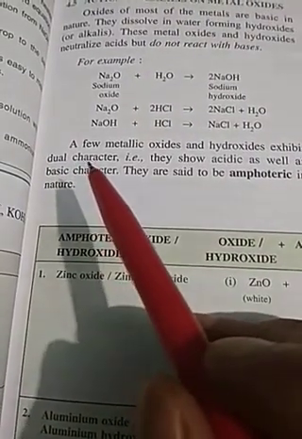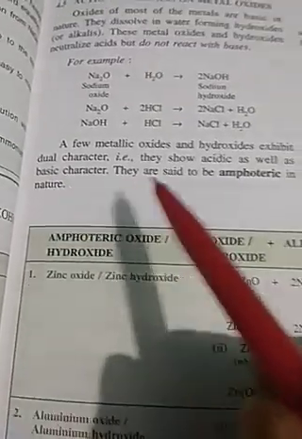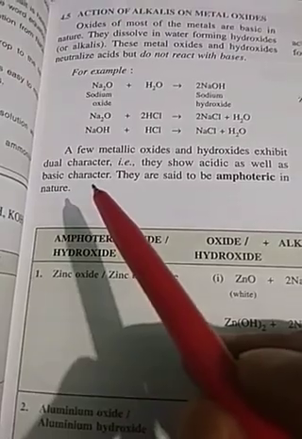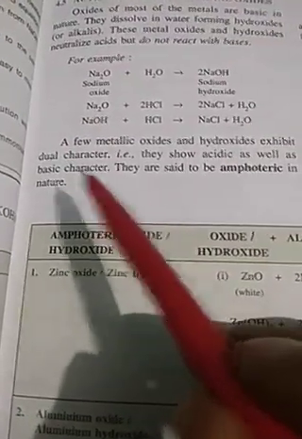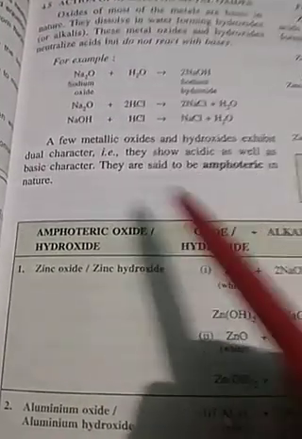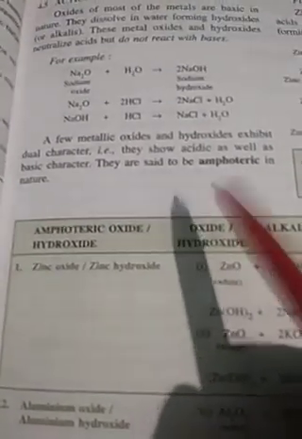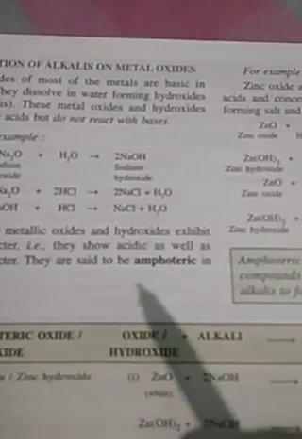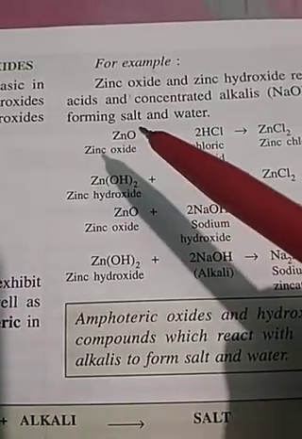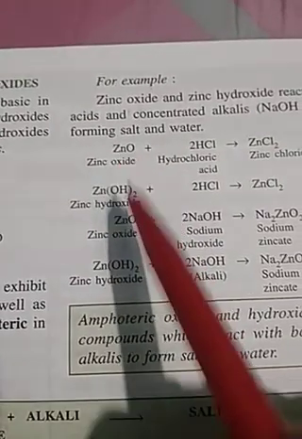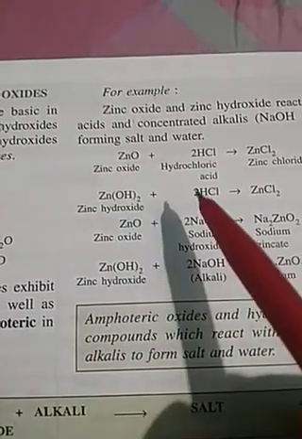Dual character means dual characteristics. What is this dual characteristic? They show acidic as well as basic characteristics, means they can react with acid as well as base. So these six are said to be amphoteric in nature. So what is an amphoteric substance? The substance which reacts with acid as well as base. So my dear students, if you can observe here, zinc oxide, it is a base. Zinc hydroxide, it is a base.